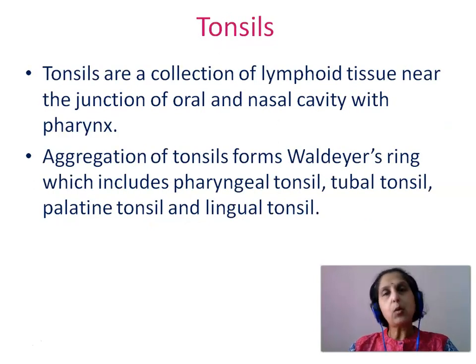We now go on to study tonsils. Tonsils are a collection of lymphoid tissue near the junction of oral and nasal cavity with pharynx. Aggregations of tonsils forms Waldeyer's ring, which includes pharyngeal tonsil, tubal tonsil, palatine tonsil, and lingual tonsil.